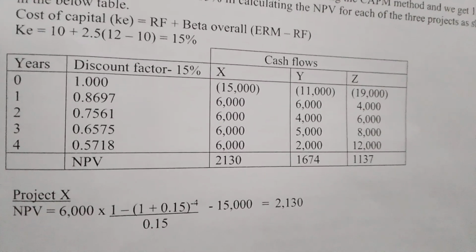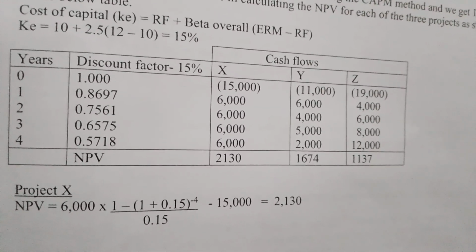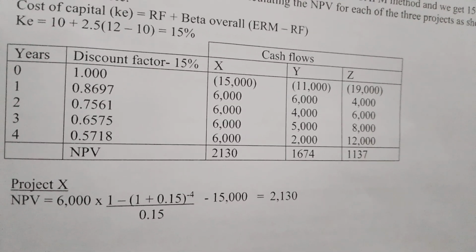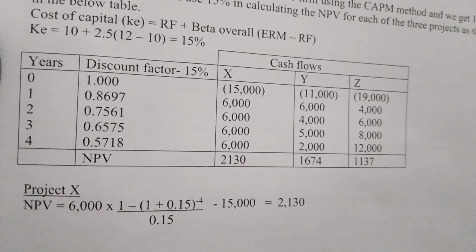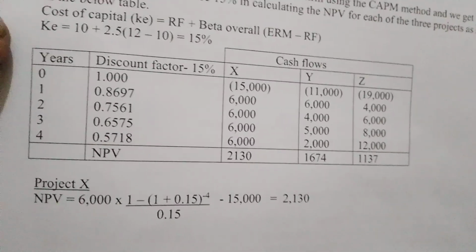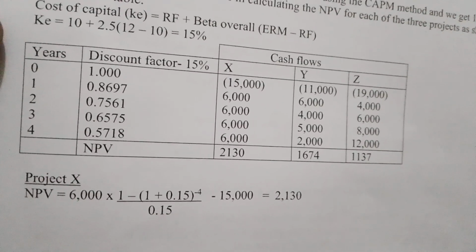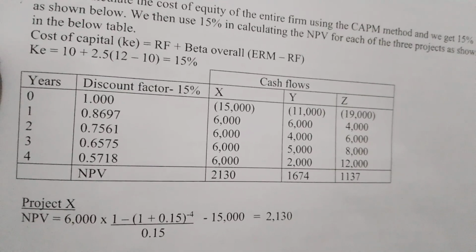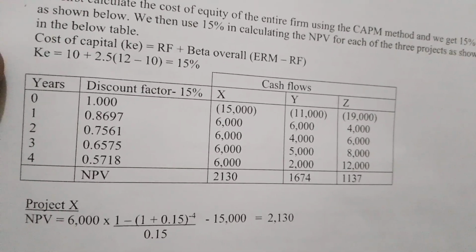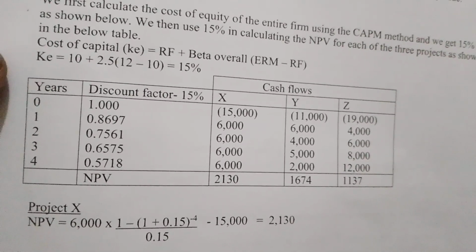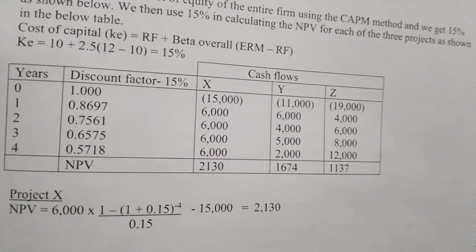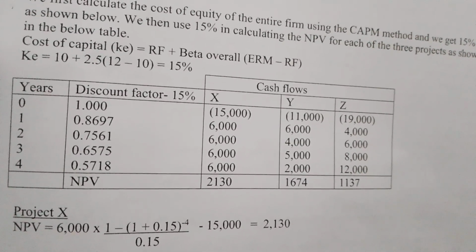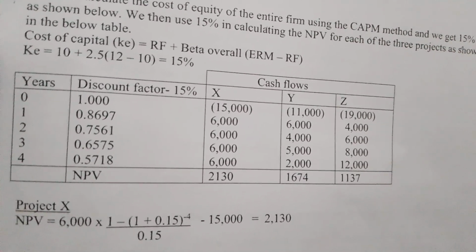If it is not in the table, the formula for calculating the present value annuity factor is 1 minus (1 plus r) raised to negative n. Our n here is 4, divided by r, which is 0.15. Then you minus the initial capital outlay. For project X, the initial cost is 15,000. If you subtract that, you get 2130. And you can see the net present value for project X is 2130.